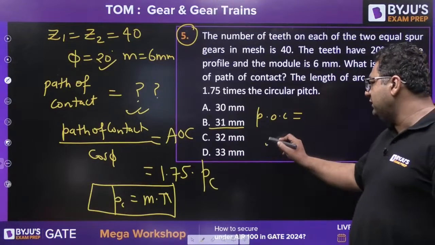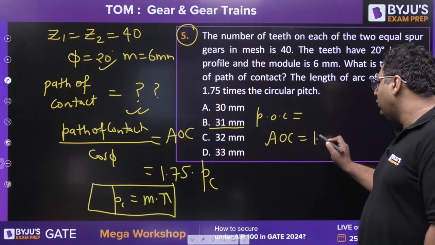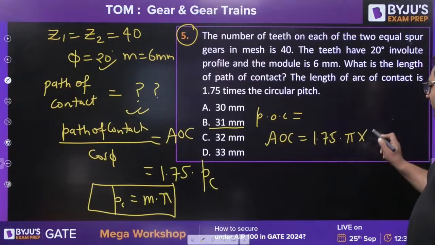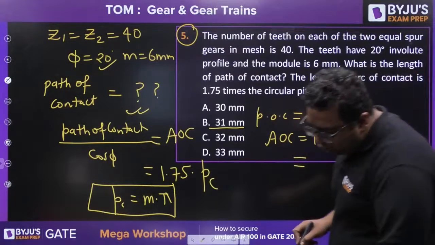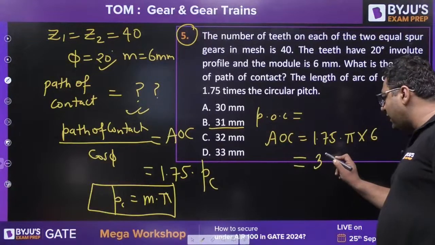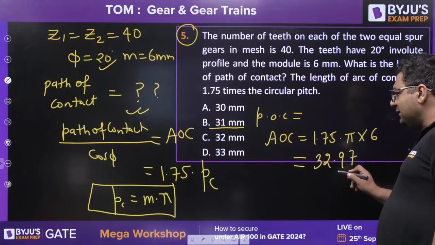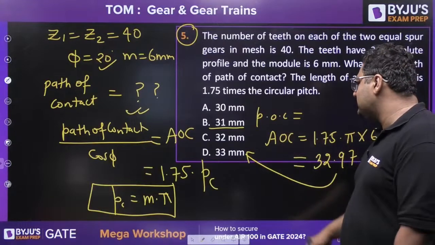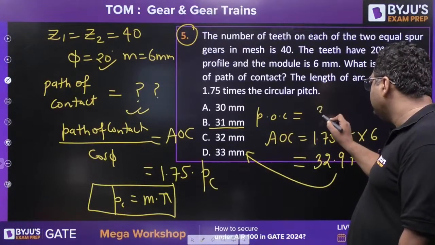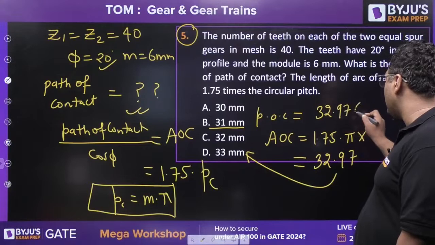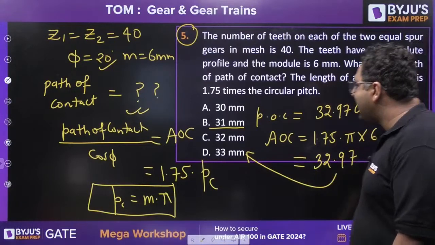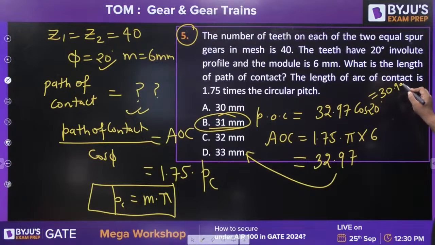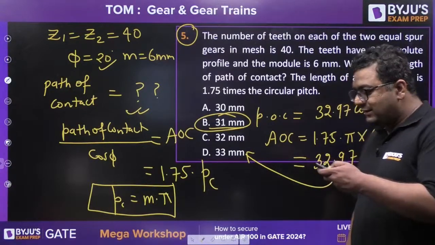So first of all, you will say arc of contact is 1.75 into pi times module, which is 6. This will come out to be 32.97. Getting this, many of you may tick D as the answer. But path of contact is arc of contact into cos phi. So 32.97 into cos 20. The answer will be 31 mm because it will be 30.99. So 31 is the correct answer, guys.